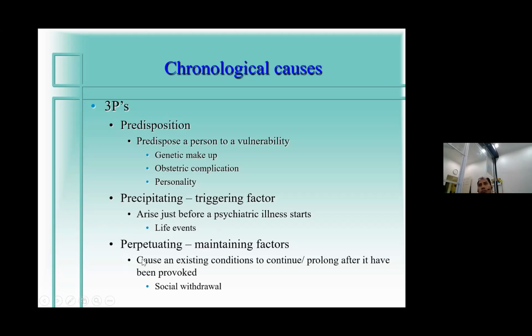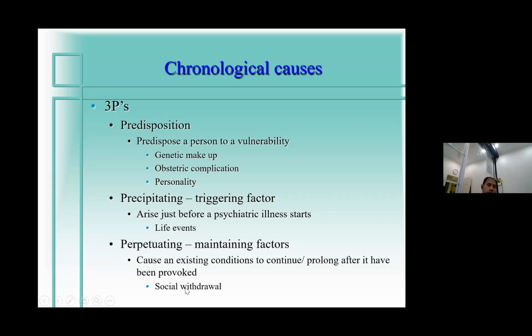And next, what is perpetuate? What maintains the illness. This happens later on. Once the patient has developed, for example, depression, why is she still depressed now? Why is the illness still there? This is what is called perpetuate: what maintains the illness, what makes the recovery difficult. For example, continuous social withdrawal, like what is written here.